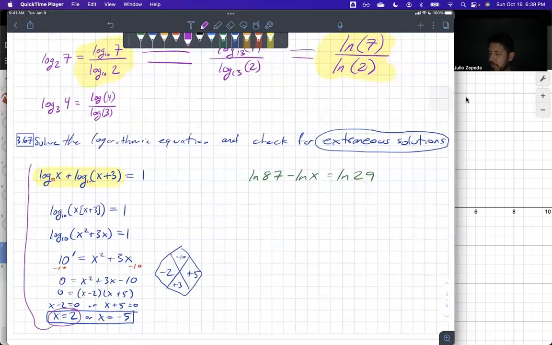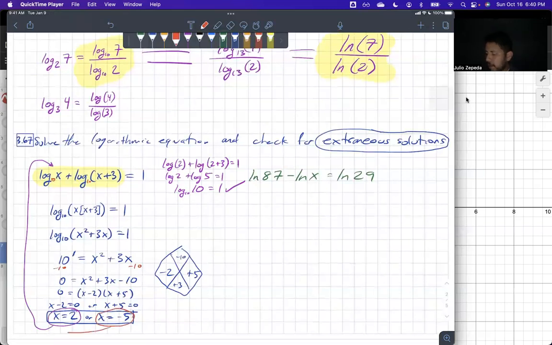We can plug that back into the original equation, and we would get the log base 10 of 2 plus the log base 10 of 2 plus 3 equals 1. This is the log of 2 plus the log of 5 equals 1. We know how to add two logarithms together. We multiply the arguments, so this becomes a log of 10 equals 1. And since the base is 10, what exponent do we need to put on the base of 10 to get 10? That's 1. So this checks out. That works.